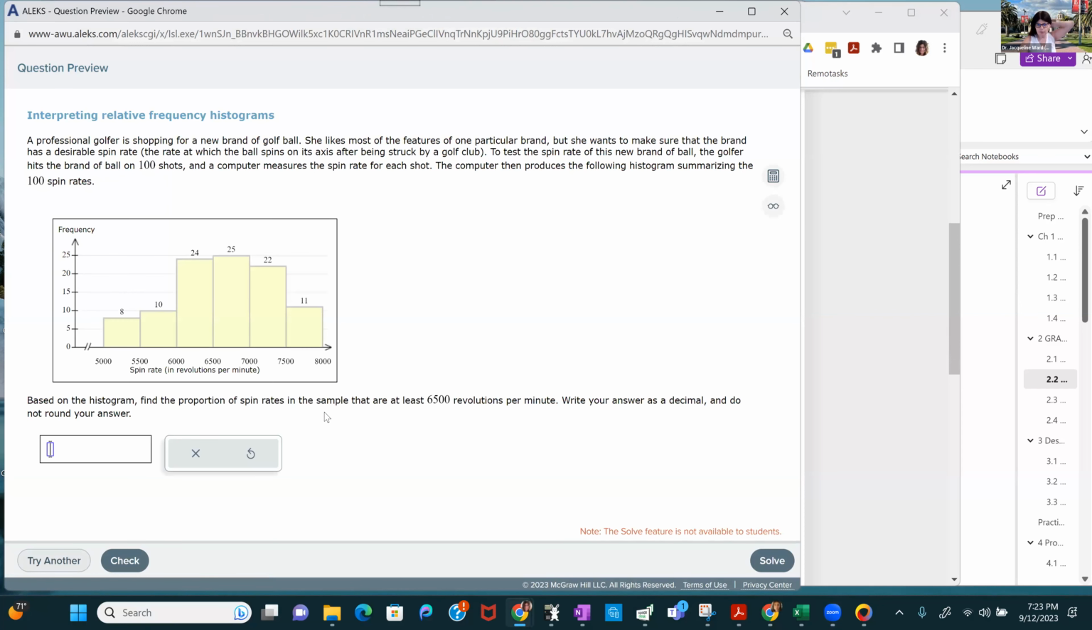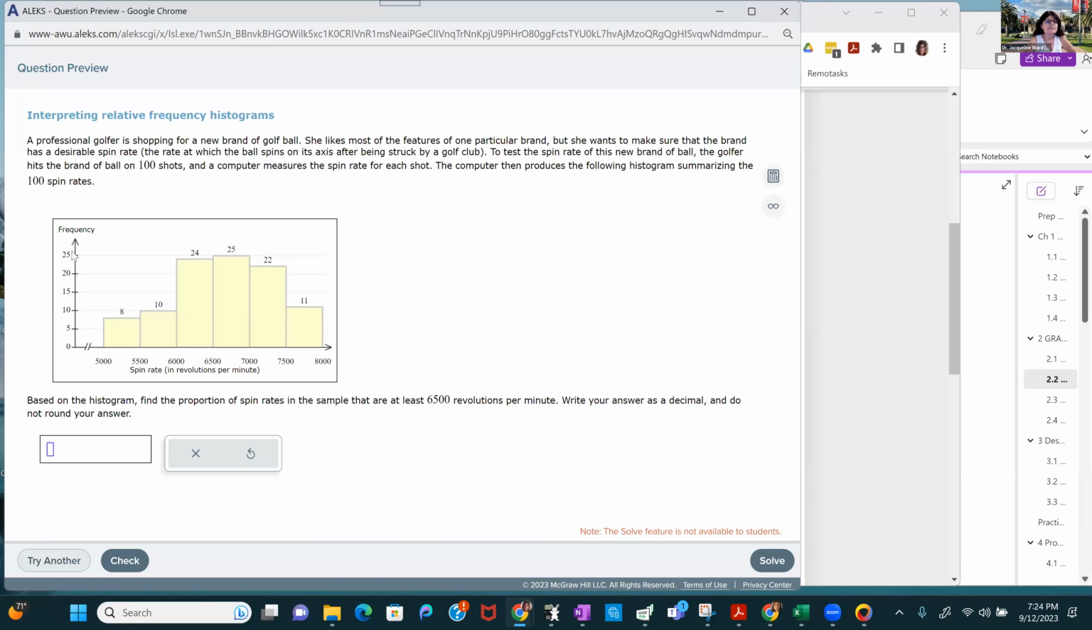All right, interpreting relative frequency histograms. A professional golfer is shopping for a new brand of golf ball. She likes most of the features of one particular brand, but she wants to make sure that the brand has a desirable spin rate, the rate at which the ball spins on its axis after being struck by a golf club. To test the spin rate of this new brand of ball, the golfer hits the brand of ball on 100 shots, and a computer measures the spin rate for each shot. The computer then produces the following histogram summarizing the 100 spin rates.